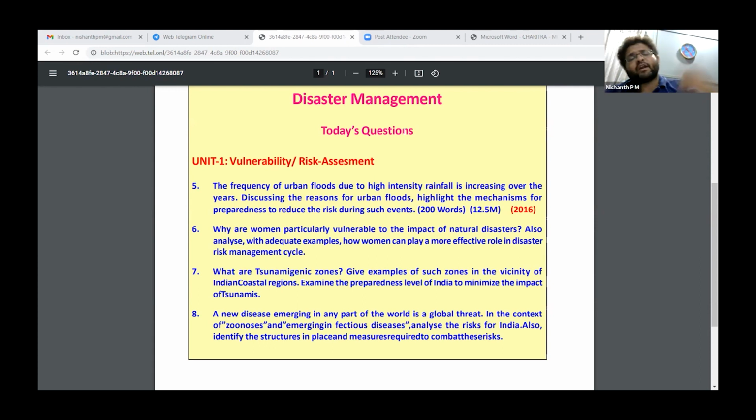And then we can conclude saying that after 2004, India has come a long way in getting prepared for tsunami. And even if there is any disaster of that kind, India is in a very good position today to handle such particular instances or incidents. Clear?